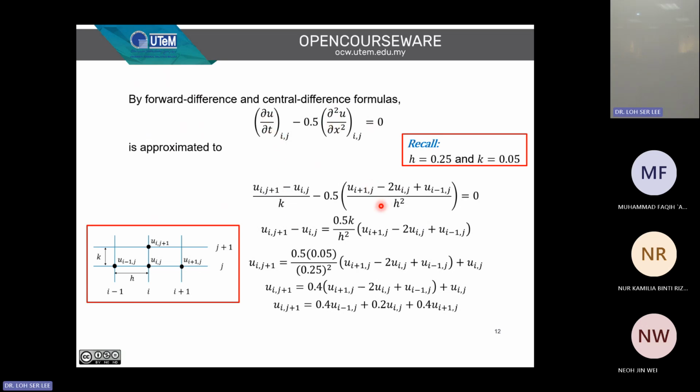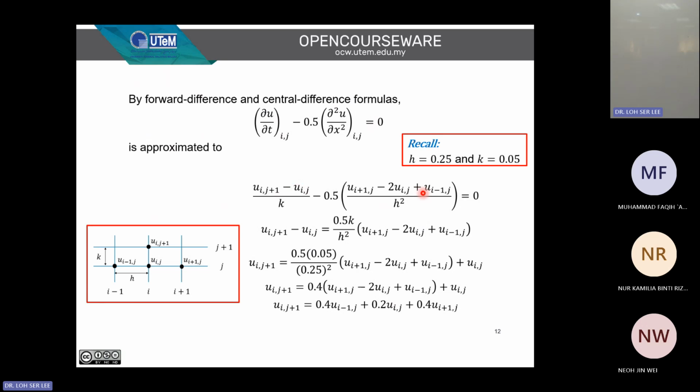Next we will try to simplify, and try to get a formula. Here you will see all different terms: U_i,j+1, U_i,j, U_i+1,j. This is U_i,j, which is the same as this one, and U_i-1,j. There are 4 different U.